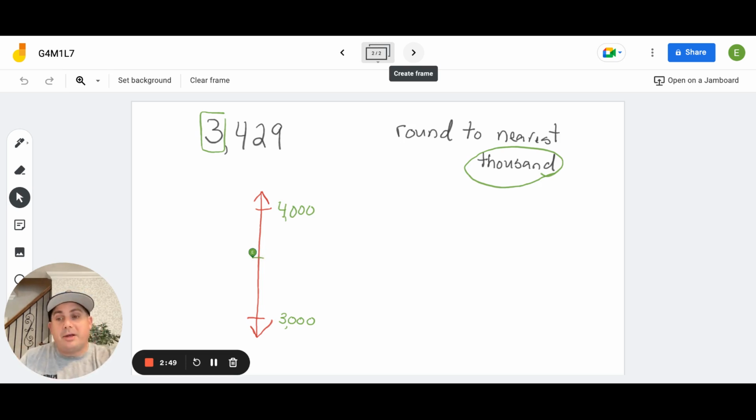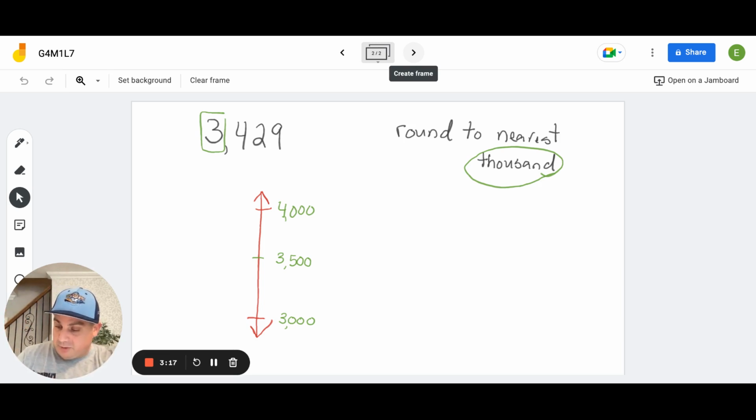And this is where we're going to place our midline, or our midpoint. So in between 3,000 and 4,000 is 3,500. We went over in class that the magic number when you're finding the midpoint is 5. Whenever you're right smack in the middle of two numbers on the number line, it's always going to have a 5 in it. So there's my 3,500.